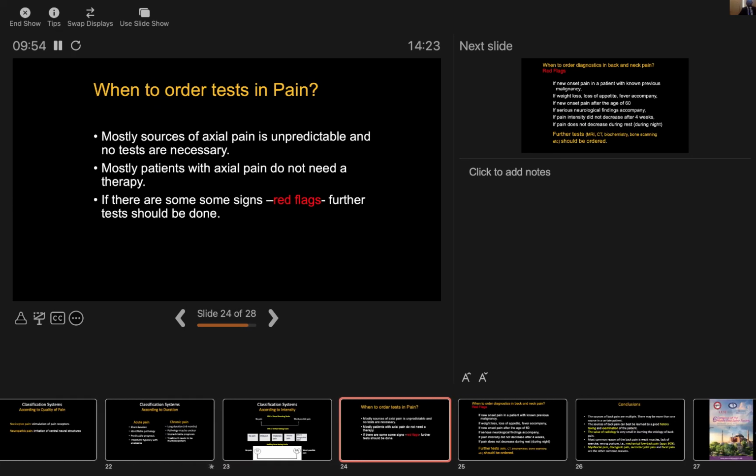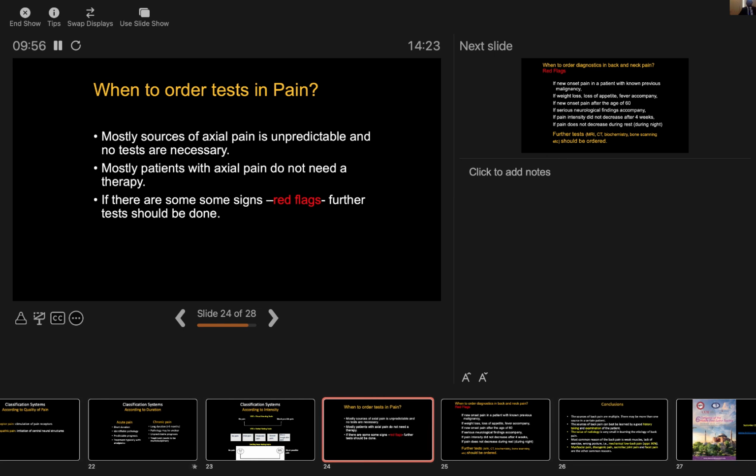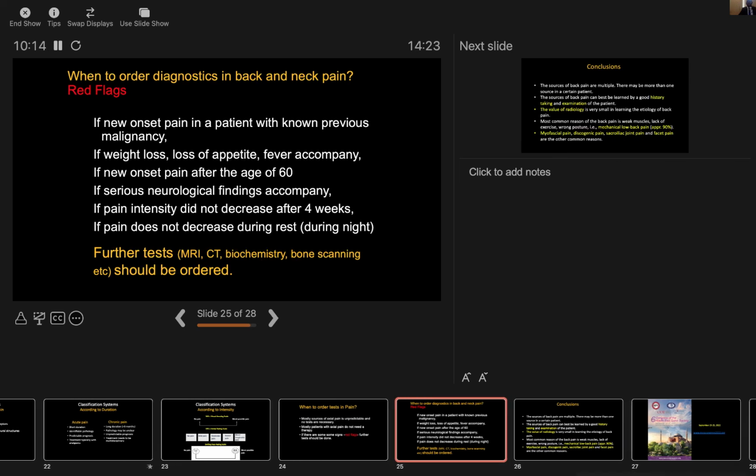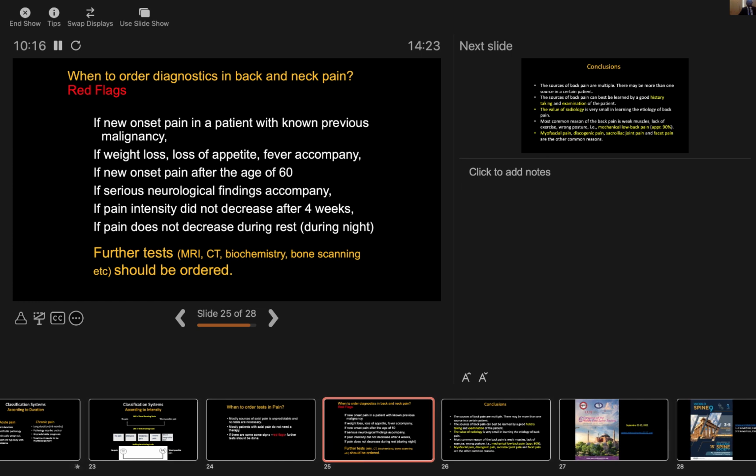When we order tests for pain, if you get a good history taking and there are no red flags, most of the patients do not need further investigations and further therapy also. What are the red flags? Red flags mean some findings that show a very dangerous disease behind.